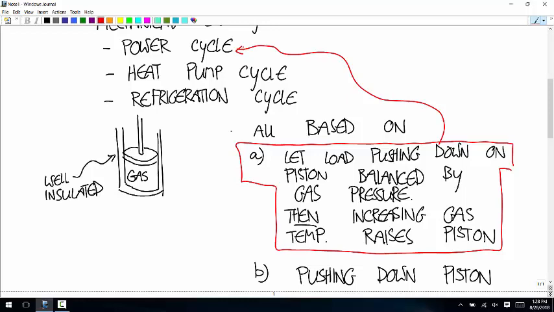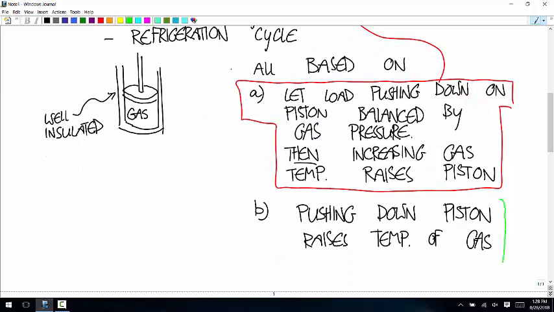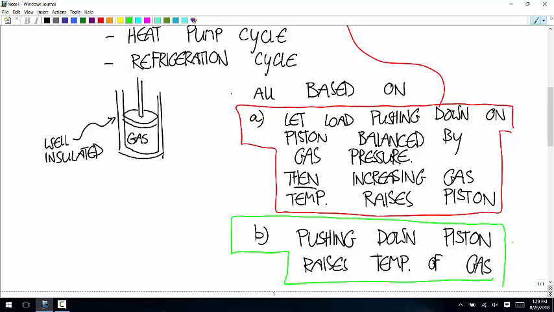Those are power cycles. This other phenomenon says that if you start with the piston at a certain height and then you compress the gas, the temperature of the gas in there increases. So it's kind of the opposite of this effect. This one is you add heat to your system and you get work out of it. B is you add work to your system, you push down on it, and it raises the temperature. It's a little funny that these are really the same thing, but the heat pump cycle and the refrigeration cycle are both based on that second idea. So we'll talk about those three cycles in a lot of detail.